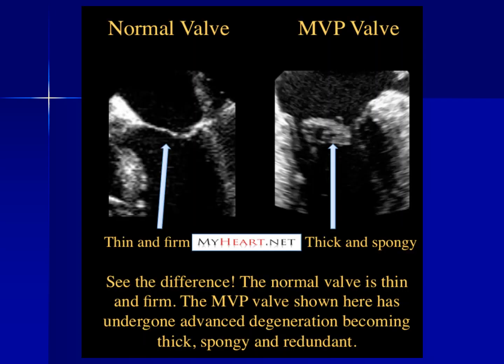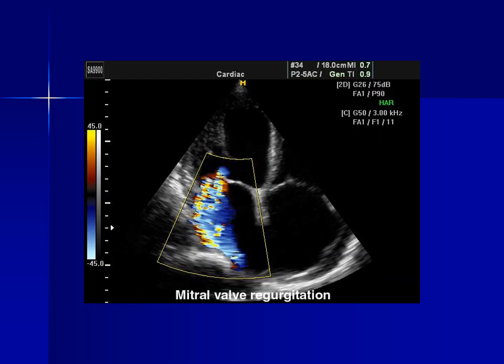This Internet image shows us a normal valve and a valve with changes. We are speaking about a mitral valve problem. Here is degeneration, with the valve becoming thick, spongy, and redundant, and here is a normal mitral valve. It is thin and firm. This image shows us mitral valve regurgitation using Doppler mode.